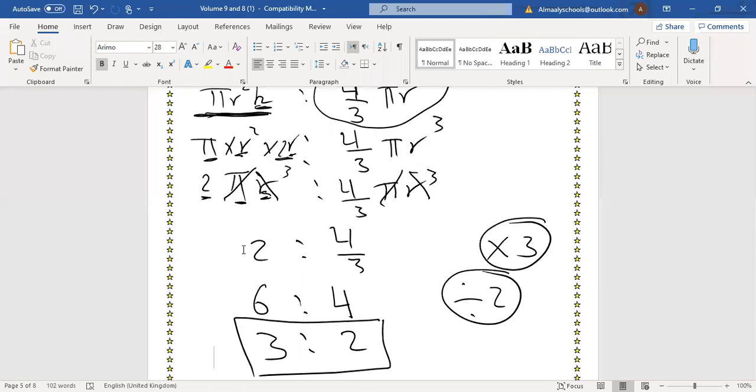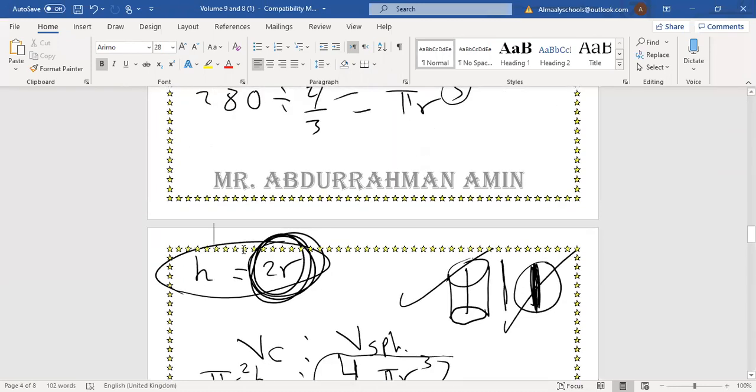Why did we make it 2R? Because the height equals the radii. He said that in the question. He said the two solids have the same height. So the height of the cylinder equals the height of the sphere. The height of the sphere is 2 radii.